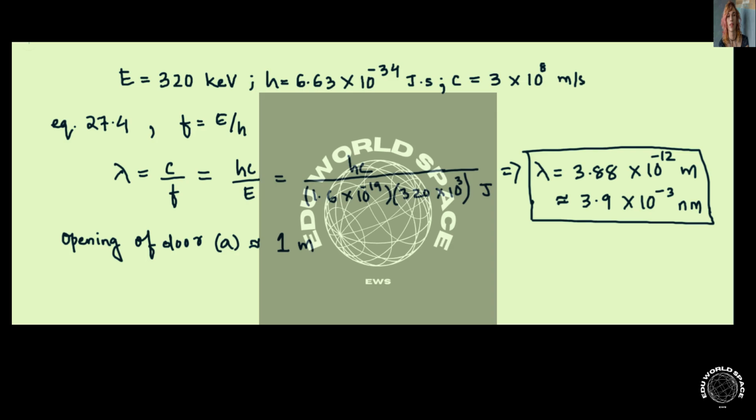Now we can see that a is very much greater than the wavelength of the gamma ray here. That means they are not of the same order at all. So this means there will be no significant diffraction through the doorway.